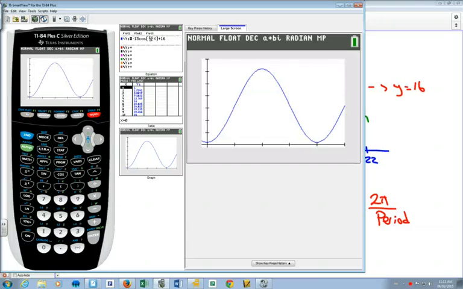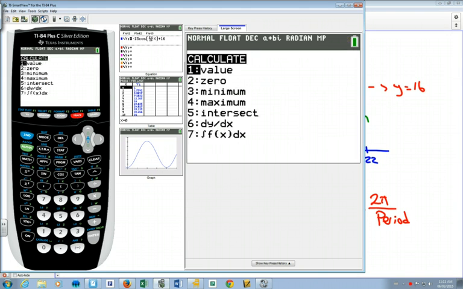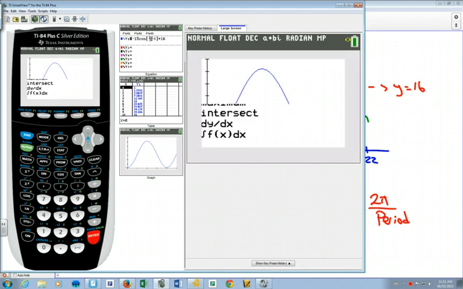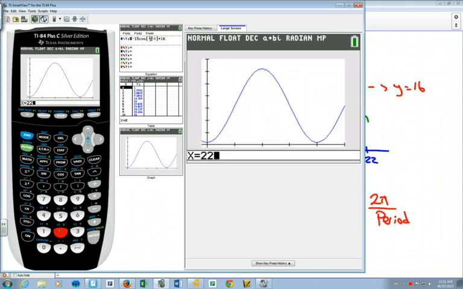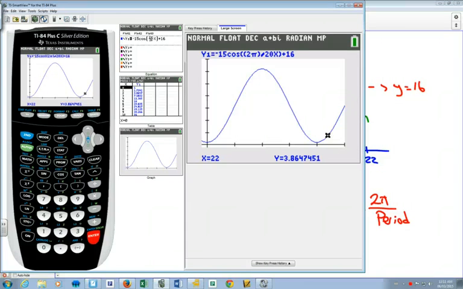So here's our graph. If we want to find 22 seconds, our calculator, again, under the calculate menu, you can calculate any value you want. So we can put in 22 and 3.86. So our first guess of 3 was the closest.